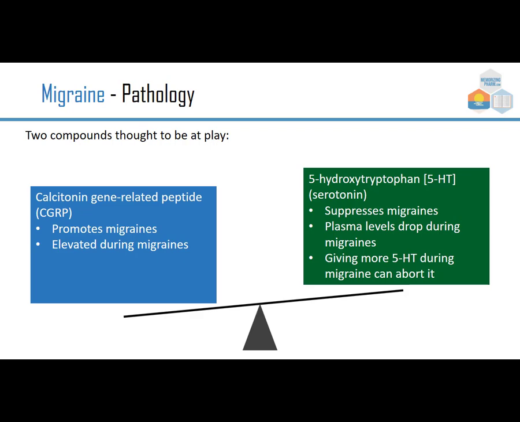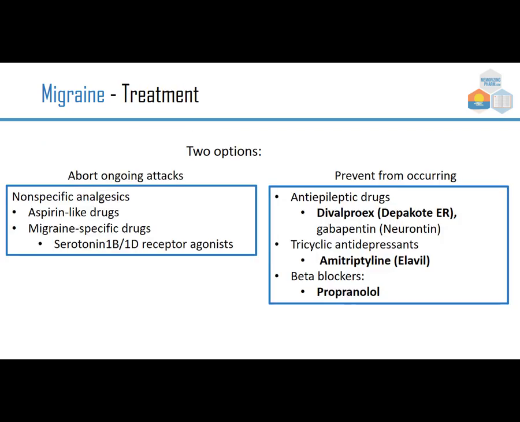There are two compounds that we think are at play. Calcitonin gene-related peptide, CGRP, promotes migraines and is elevated during migraines. And 5-hydroxytryptamine, which is 5-HT or serotonin, suppresses migraines. But the plasma levels drop during the migraines, so giving more 5-HT during the migraine can abort it. So we've got two options. We can either abort the ongoing attack and stop it with aspirin-like drugs or migraine-specific drugs, serotonin 1B, 1D receptor agonists, or we can prevent them from occurring.